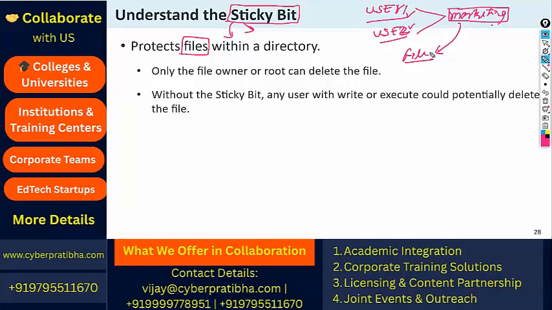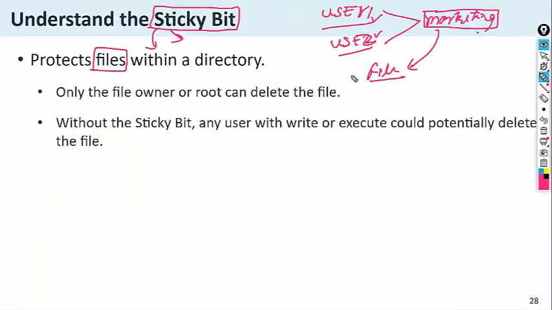But when I implement the sticky bit permission, user 1 cannot delete this file. Only user 2, who is the owner, can delete the file. Either the root or the owner can delete the file. Other people will not be able to delete this file. Got it? So that is the usefulness of the sticky bit.